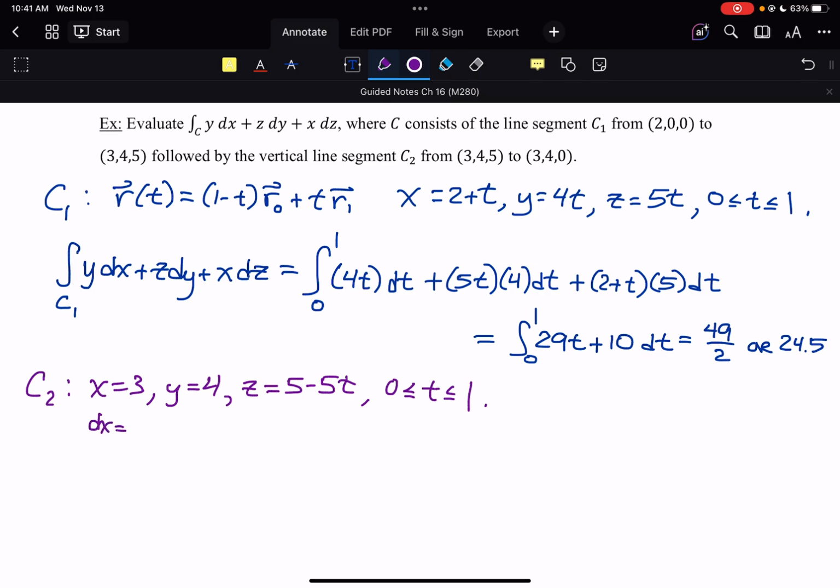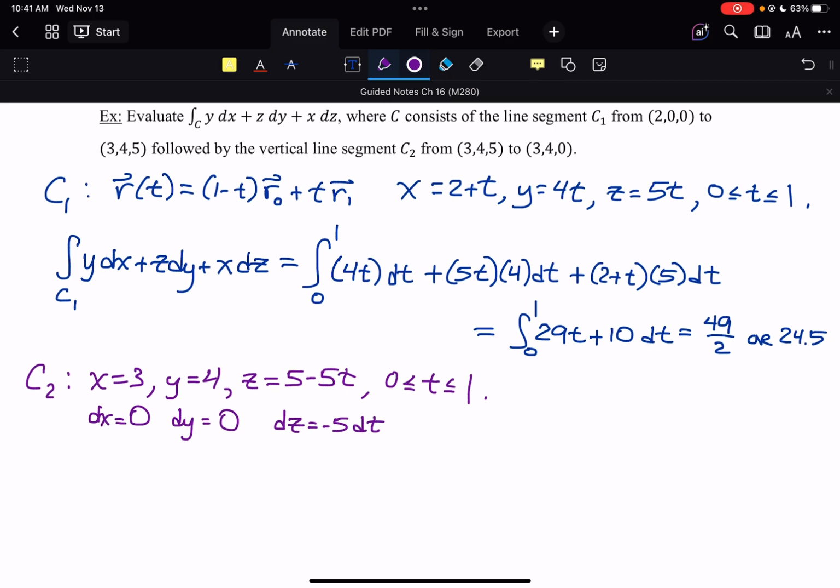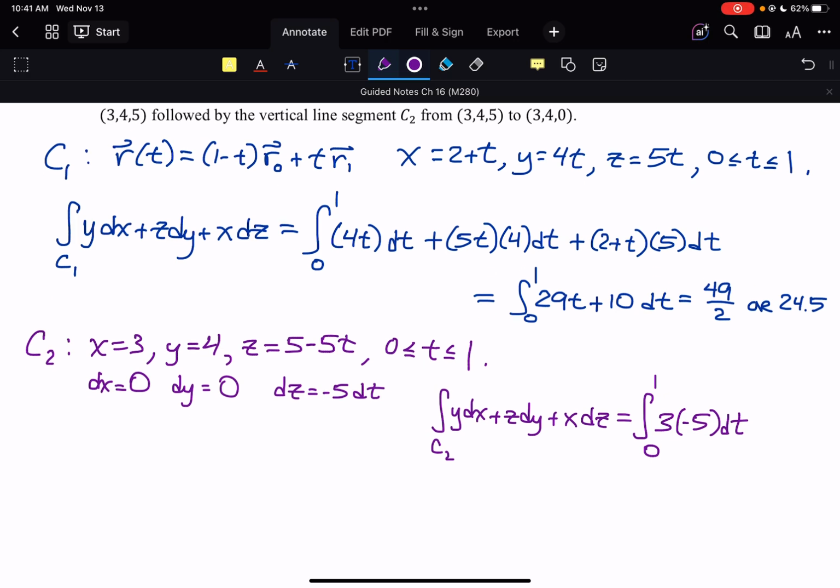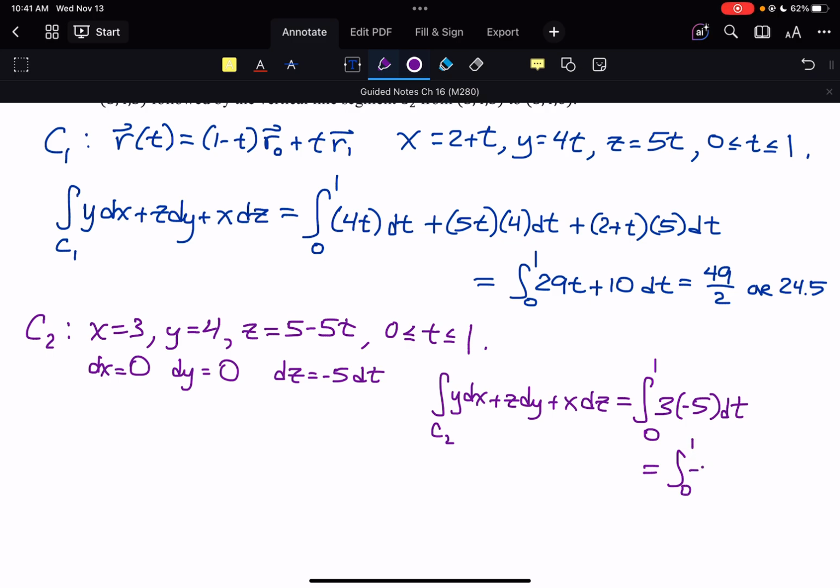Notice here that dx, because that's a constant, is going to be 0, and dy will also be 0. Dz is going to be negative 5 dt. So we end up with the line integral over C2 of y dx plus z dy plus x dz. The dx term and the dy term become zeros, so they're gone. All that's left is x, so 3 dz, so negative 5 dt, from 0 to 1. So we get the integral from 0 to 1 of negative 15 dt, which is just negative 15.